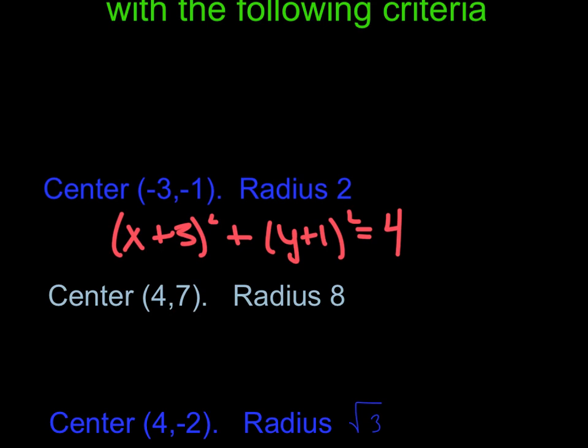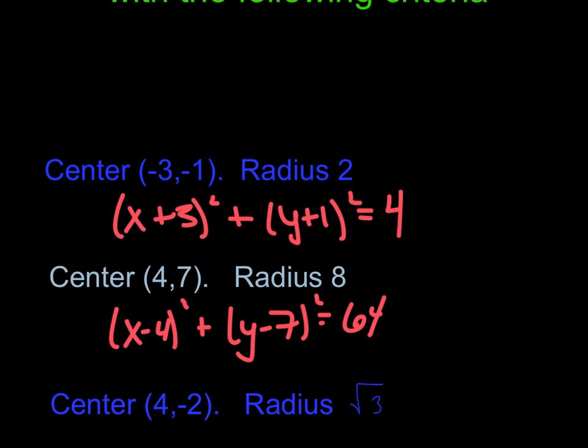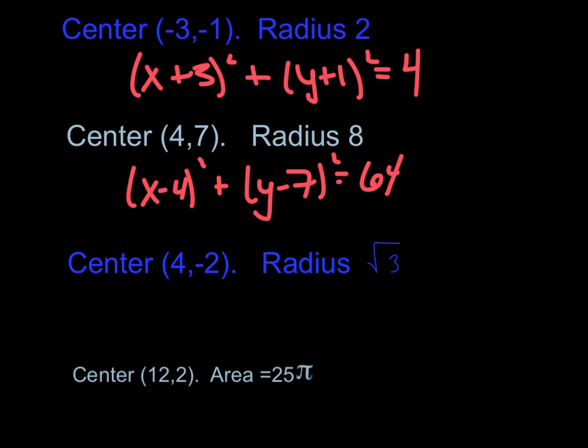Why don't you pause it, try the next one, hopefully it's a piece of cake. Pause it. What do you think? Do you agree? (x - 4)² + (y - 7)² = 64. Again, I'm changing the signs of my center and putting the radius squared in.